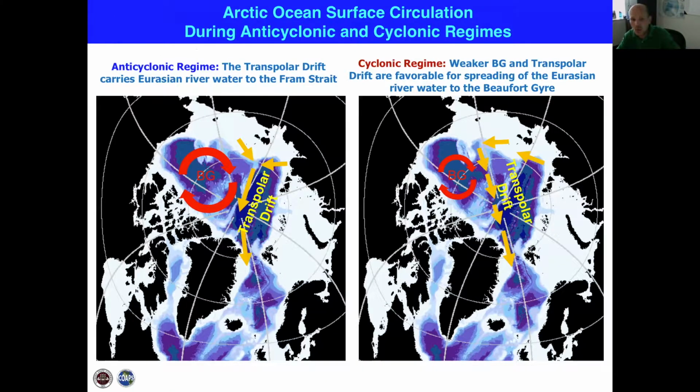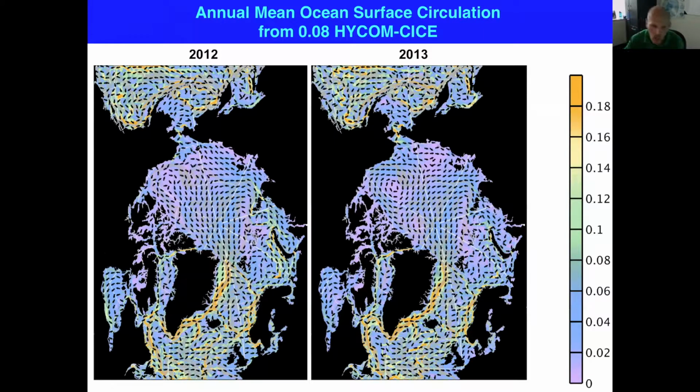So schematically, during the anticyclonic regime, we have this position of the transpolar drift, which pulls all the water from the Eurasian shelf into the North Atlantic, whereas during the cyclonic regime in 2012, the transpolar drift shifted more towards the Bering Strait, and this allowed the Eurasian river water to spread into the Canada Basin. And this is the evidence from the model for 2012.